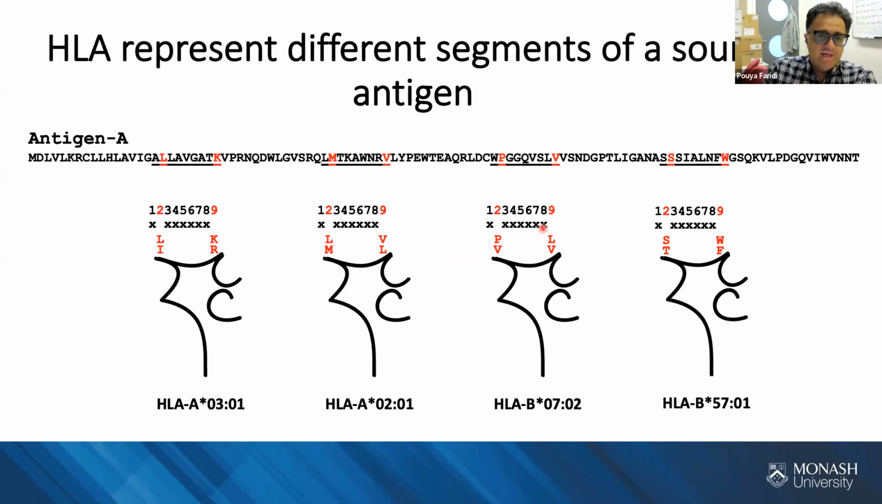And what happens if we have an antigen like this? You see there's like a long protein. Based on the specificity that we have for each HLA type, only a small part of that antigen can bind to that HLA and present on the cell surface. So this means if we look at different patients with different types of HLA, from a known cancer antigen, we see different peptides on the cell surface.